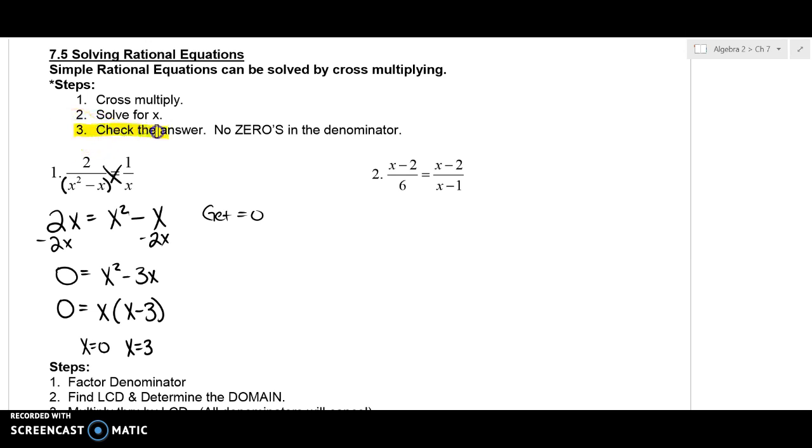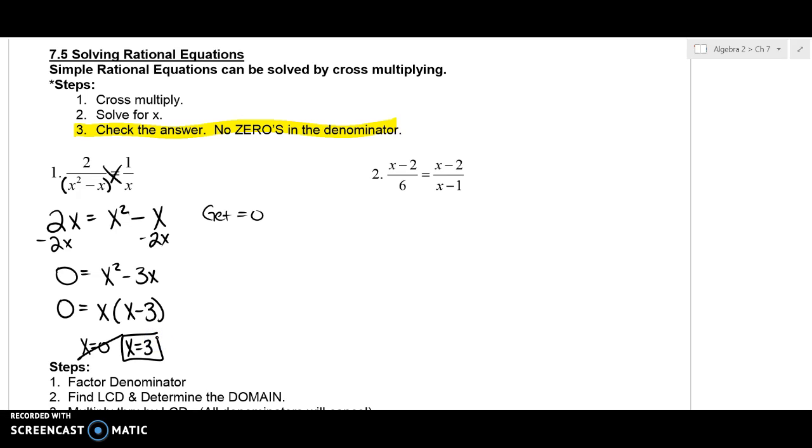Take a look at number 3. Step 3 says check the answers. You have to make sure that your solutions do not create 0 in the denominator of the original problem. So if we check 3, 3 squared minus 3 is not going to give us 0. So we can plug 3 in there and be fine. What happens if we plug 0 in? 0 squared minus 0 is 0. If we try to plug 0 in, we end up with a denominator of 0, and that's bad. So 0 is an extraneous solution. 3 is our actual solution.